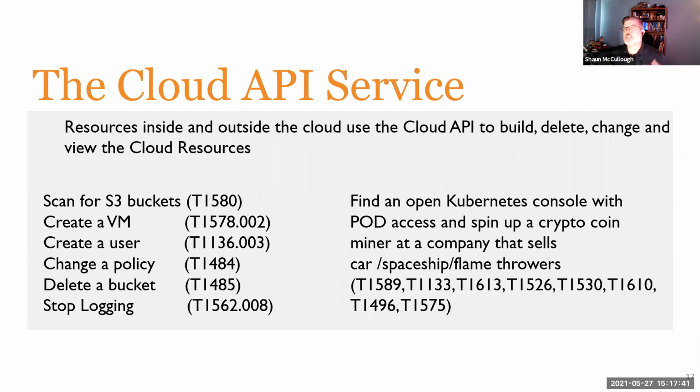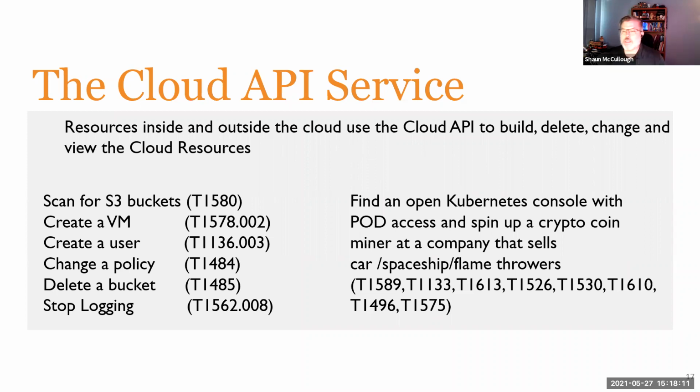Or, just off the top of my head, maybe there's a company out there that sells cars and spaceships and flamethrowers, and they get attacked and there's crypto mining going on in their environment through a Kubernetes console, right? So that's actually our day 2 story. I don't want to steal Ryan's thunder for that, so we'll talk about that another day. But there are really some complex ways in which an attacker can gain access to these environments, lots of different ways, and we try to map those MITRE ATT&CK techniques to those.